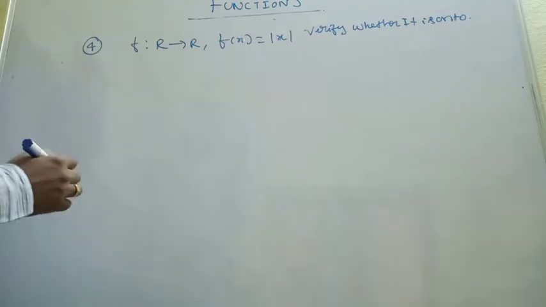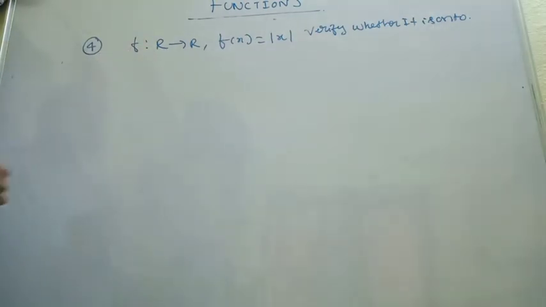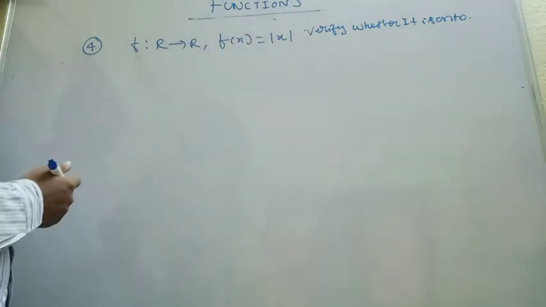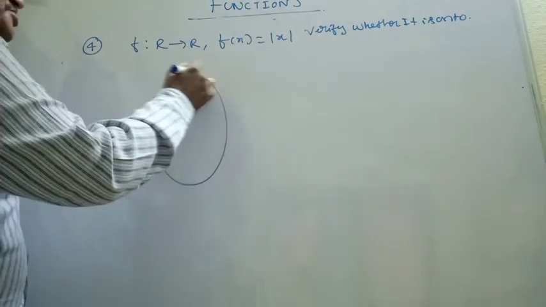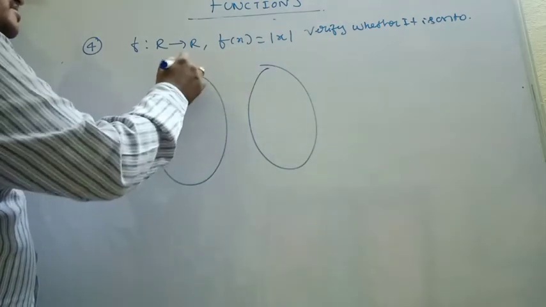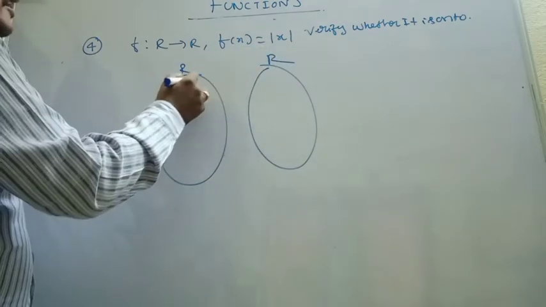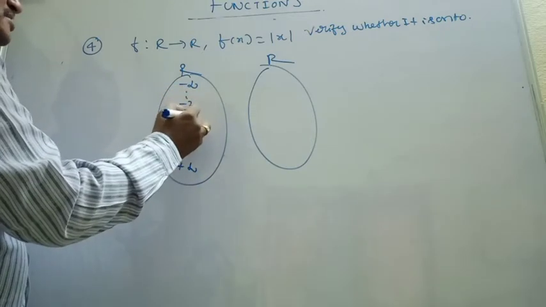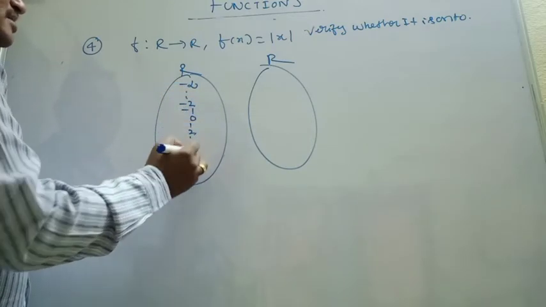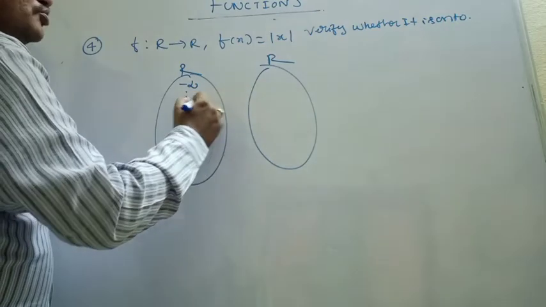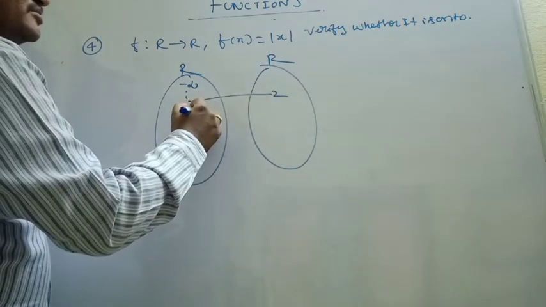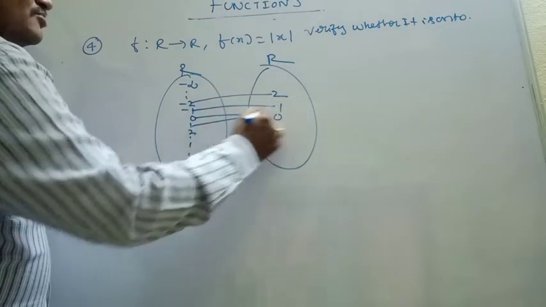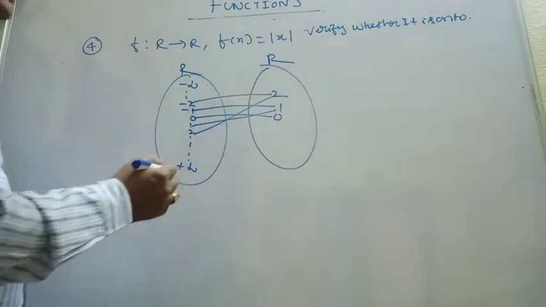Now we have this one. f is a function from real numbers to real numbers, f of x equal to mod x. Verify whether it is onto. Here also you can easily observe that we have real numbers and real numbers, minus infinity to plus infinity. So on like this, -2, -1, 0, 1, 2, up to infinity, right? -2 with 2, -1 with 1, 0 with 0, 1 with 1, 2 with 2 like this.